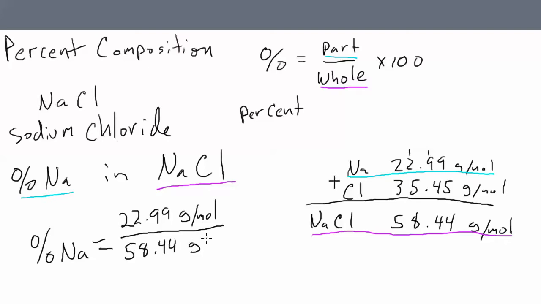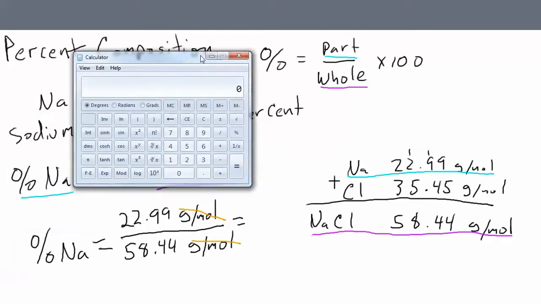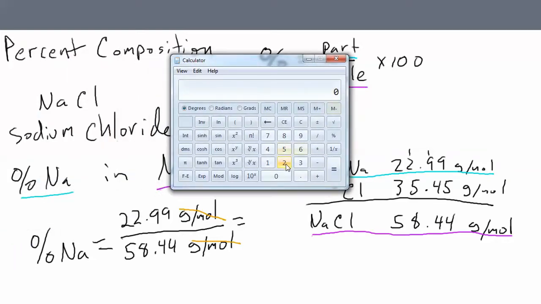divided by the whole mass of sodium chloride, which is 58.44 grams per mole. And what have we learned about things that are the same on the top and the bottom of a fraction? They cancel out. So grams per mole is going to cancel out, and we don't even have to worry about that anymore. All right, so that equals, that one I'm not going to do in my head, so I'm going to pull a calculator over here.